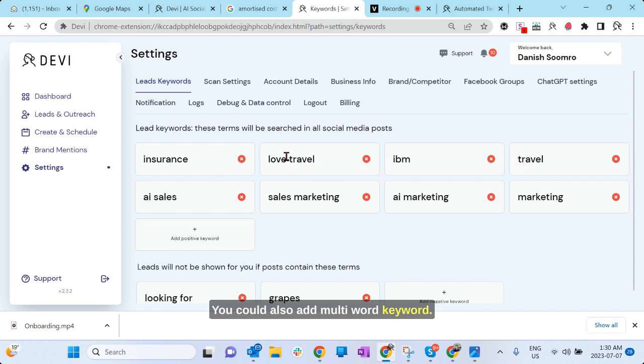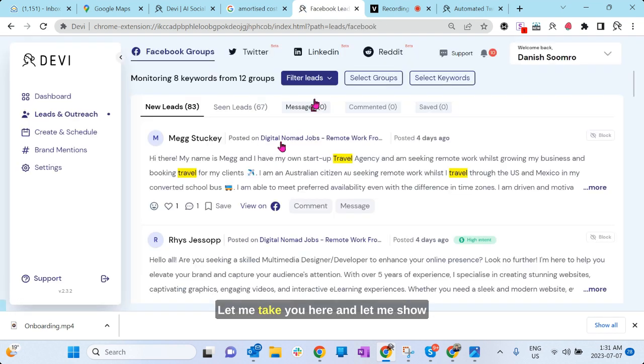In Devi, you could also add a multi-word keyword, for example a two-word keyword. I had a client who was selling a product to target people who want to start a business. So he added a keyword, "start a business," a three-word keyword. And 95% of the leads coming in were high intent, and he closed so much business.